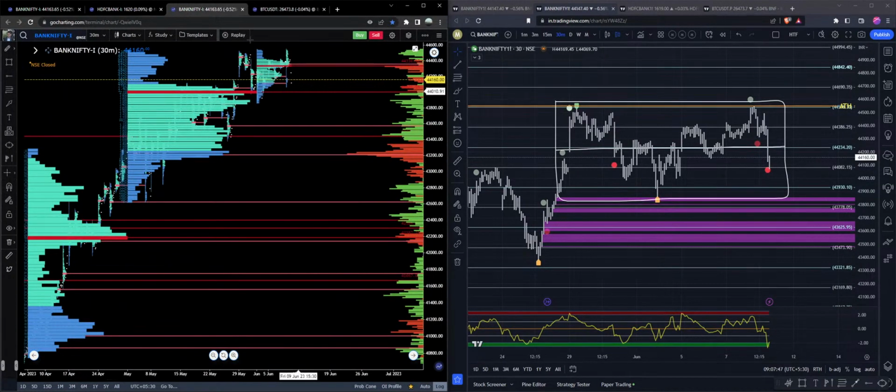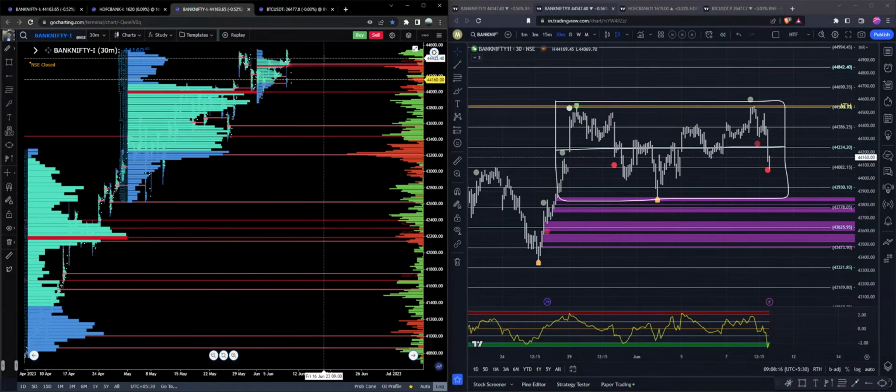Overall, if we look at BankNifty, we are developing above the value of the month of May. This is the monthly volume profile, and we are seeing rejection at the monthly volume point of control. This is where supply shut off. We created a new all-time high, found some supply coming in, and now we are just chopping in this range.